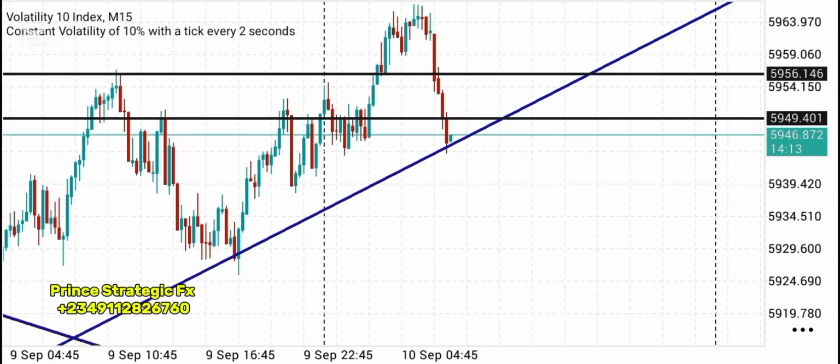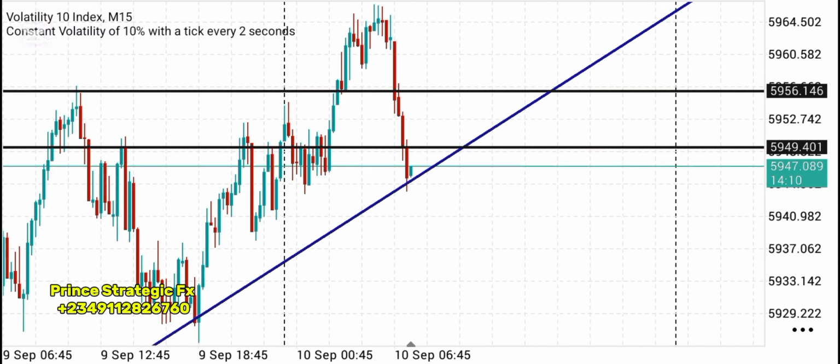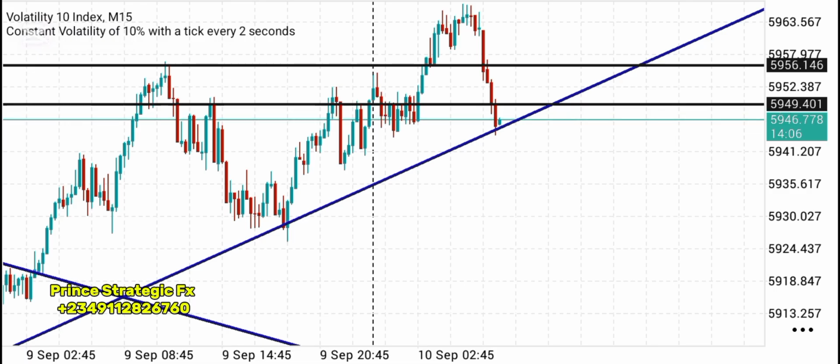So you can see exactly what Volatility 10 is doing. Can you see? Price hits the same trend line back, and we are having a bullish candle being printed, but we are not going to jump in just because a bullish candle is being printed. We are going to wait for the candle to complete.